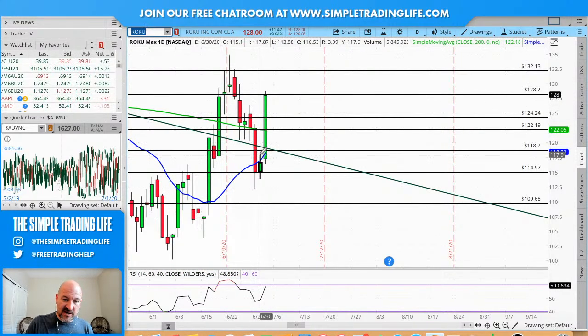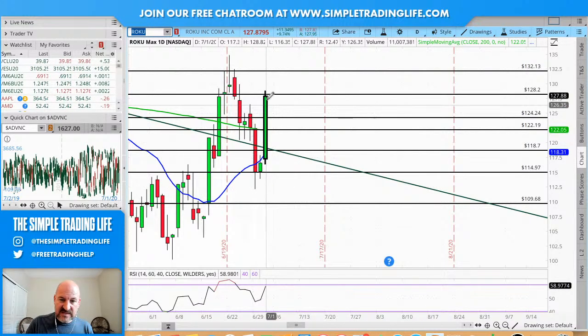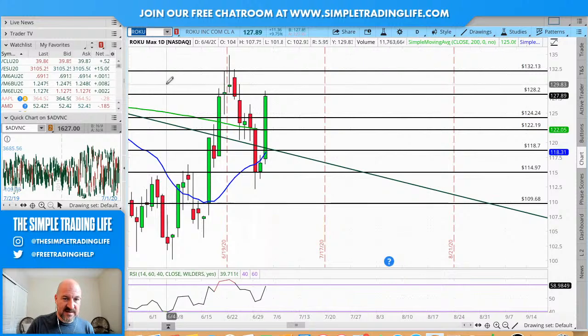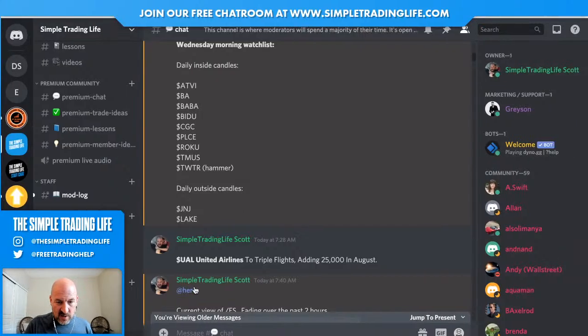And right there's your trigger. So once it takes out the top of this, you're in. You put your nice tight stop. That sucker just ramped. All right, big winner on Roku.